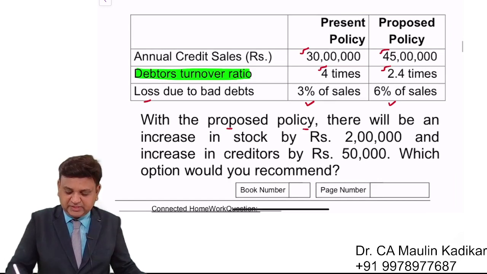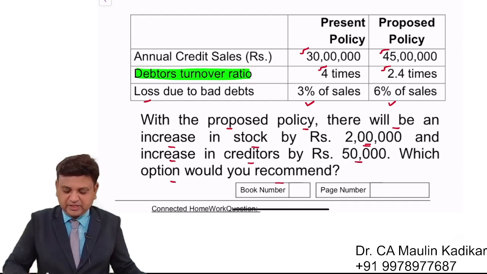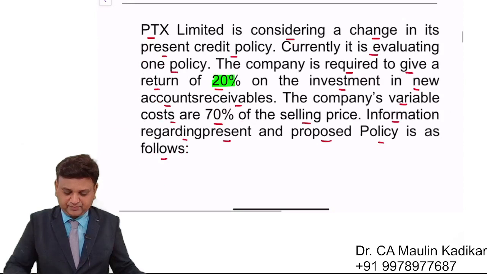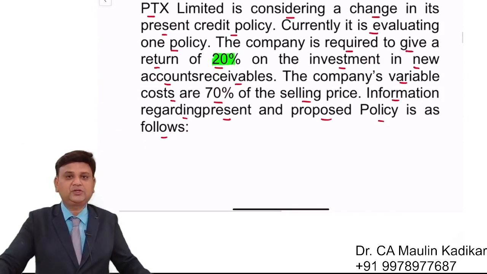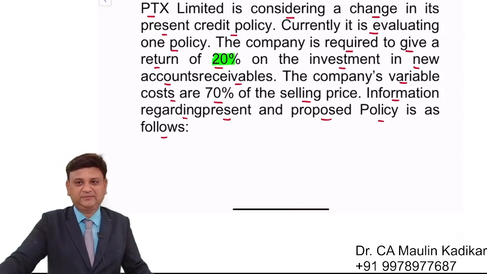With the proposed policy, there will be an increase in the stock by 2 lakhs and an increase in the creditors by 50,000. Which option would you recommend? That is the question. I request all of you to go through the question, please.